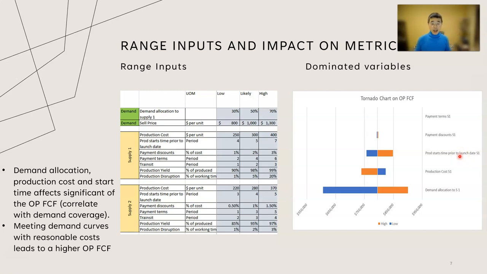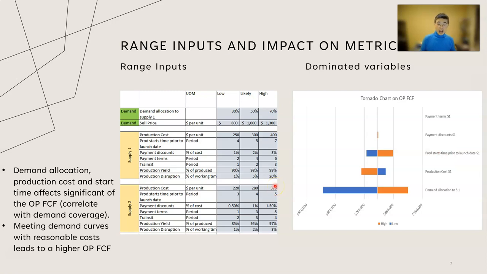Focusing on these three factors results in the most impact on the operating free cash flow. On one hand, when the demand allocation to supplier is high, showing the orange here, the free cash flow increased to almost 900,000. If it's low, it swings to the almost 600,000 range. From the tornado chart, the demand allocation is most influential, followed by the production cost and production start time.